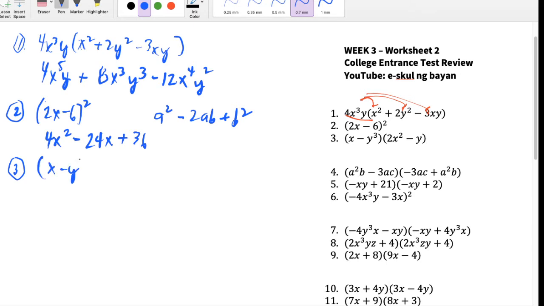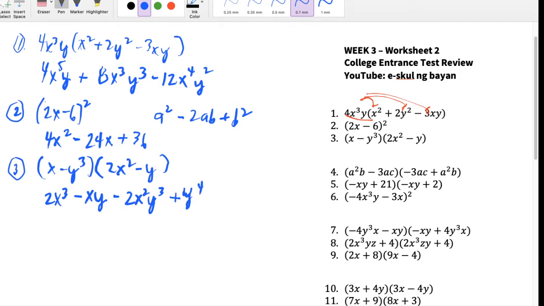X minus y cubed times 2x squared minus y. So, FOIL method. First, x times 2x squared, that's equal to 2x cubed. Okay? Outer, x times negative y, that's equal to minus xy. Inner, negative y cubed times 2x squared, so that's equal to minus 2x squared y cubed. Okay, and then lastly, yung last terms natin, negative y cubed times negative y, so magiging positive y raised to 4. Okay, wala naman tayong like terms, so this is our final answer.